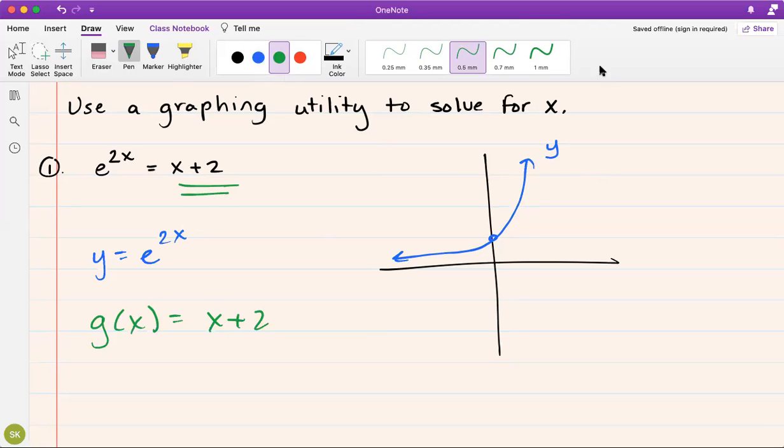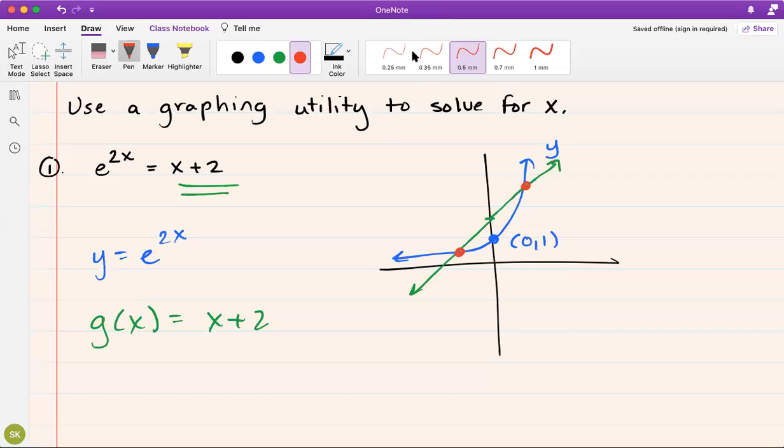So let's graph that. Okay, notice that this point right here, this is the point (0, 1), because if we plug in 0 here, e to the 0 is 1. And x plus 2 is a line that goes through 2 and has a slope of 1, so it's going to look something like this. So to solve this, all we have to do is find where these two graphs intersect. And we can do that by using a graphing utility. So let's plug this into our graphing calculator.